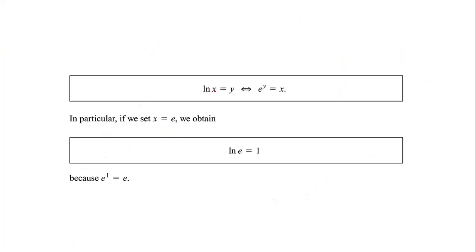Now, ln x equal to y is equivalent to saying e to the y equal to x. How do we prove this? I want to take this one and prove this, and then take this one and prove this. Okay, so let's go one at a time. From this one, I want to get this one. You can say I have ln x equal to y. I want to get this one. So all I need to do is what?